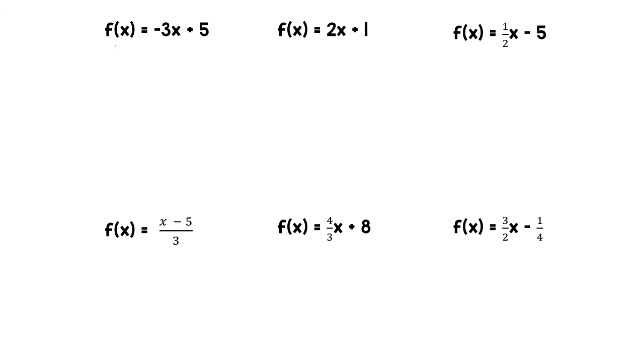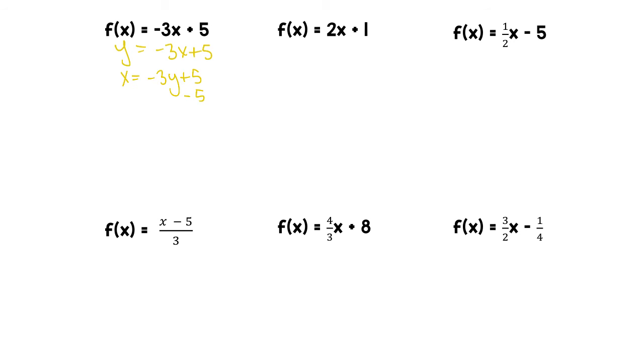All right, we get rid of f of x and make it y. So y equals -3x plus 5. And then we're going to change x and y around. So x equals -3y plus 5. Then we solve for y.